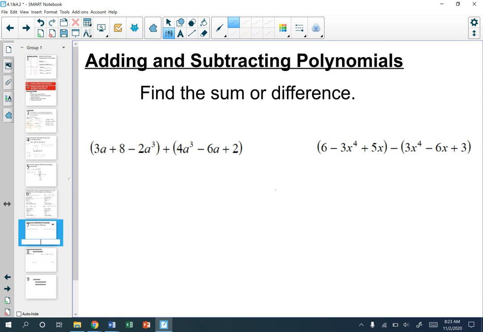Find the sum or difference. So here we're adding, so we're going to find the sum. The easiest way that I do this is I distribute whatever this sign is. So I'm going to distribute that addition sign and then rewrite. I have 3a plus 8 minus 2a cubed plus 4a cubed minus 6a, since this is addition, we don't change any signs, right? Plus 2. Now I'm going to look for like terms to combine. I have cubed there. I have to the first here.